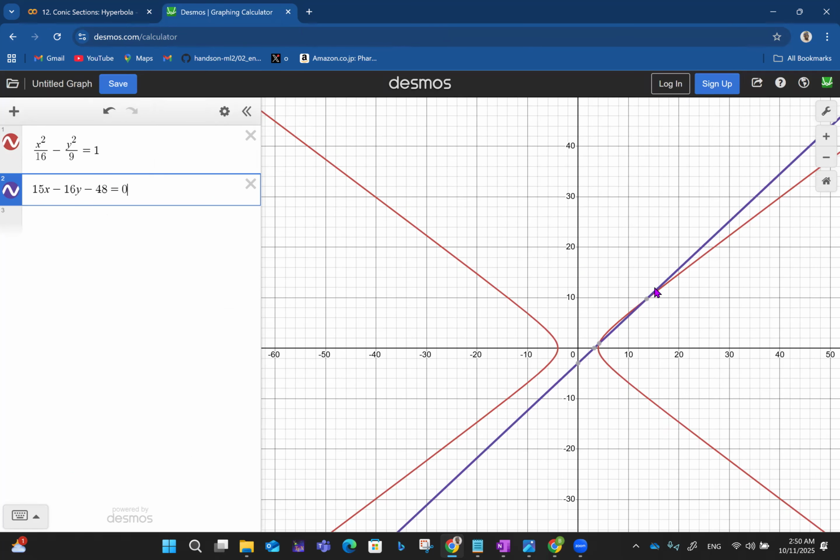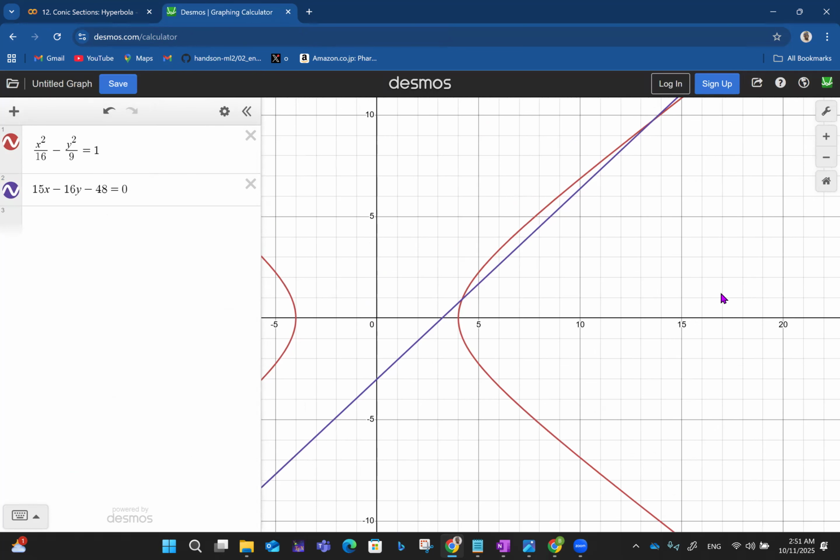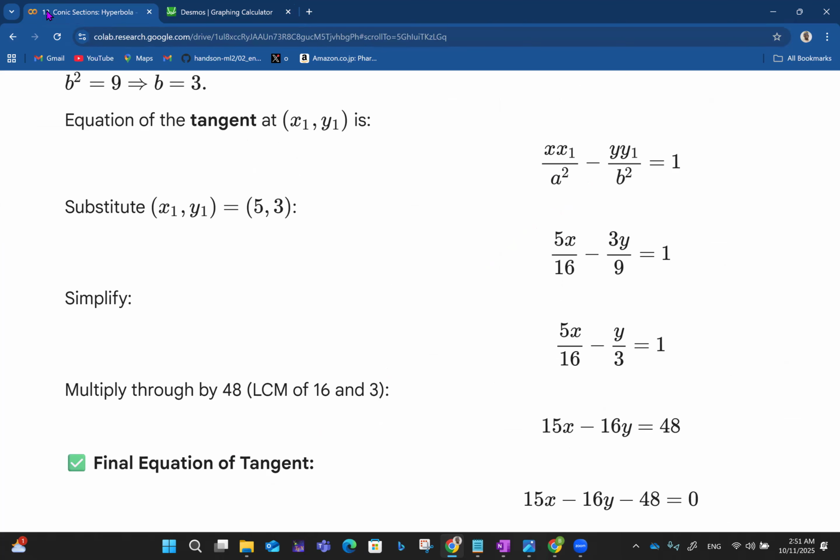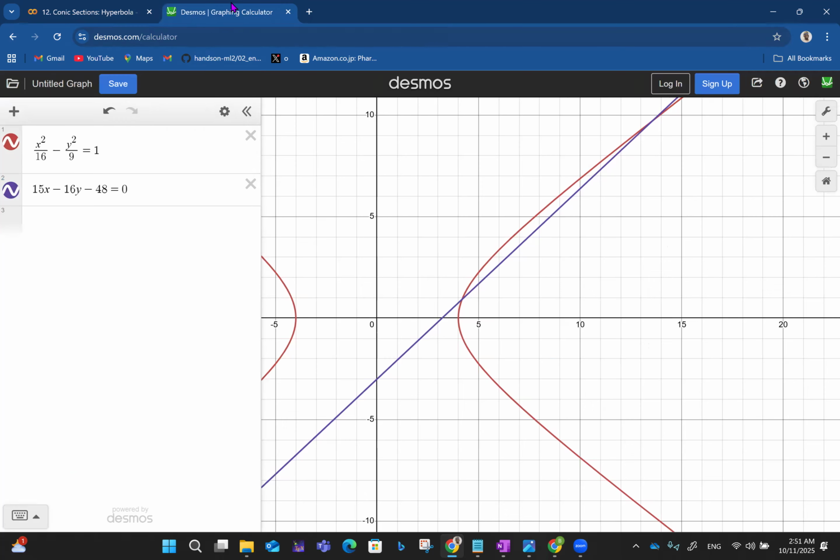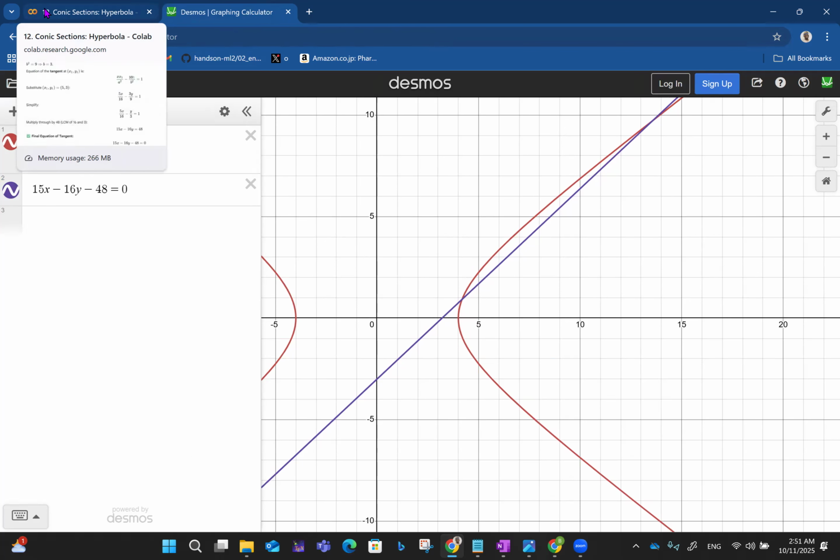Okay, I think it's (5, 3). Where is 5? I guess we have to zoom in. 15x minus 16y minus 48, and that's it. Let's see again. (5, 3), yeah? This is 5. This is 1, 2, 3. Is there something wrong? Let me see.